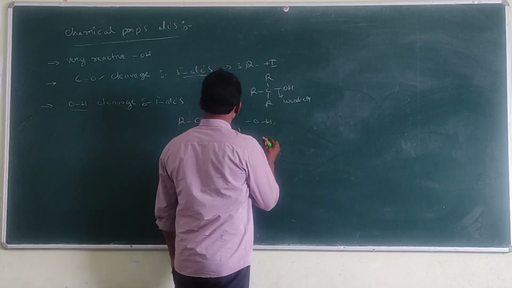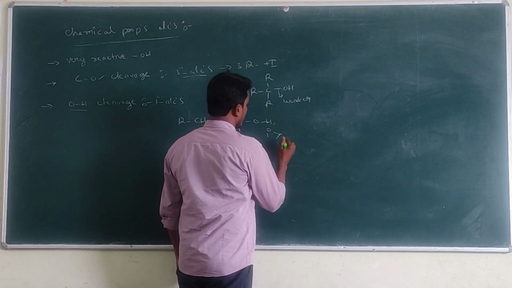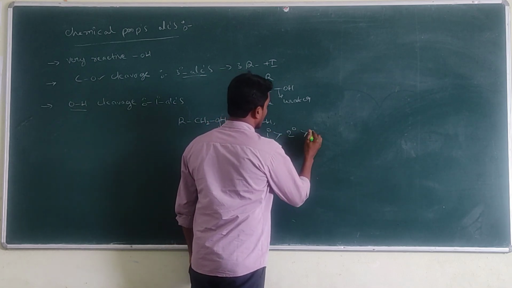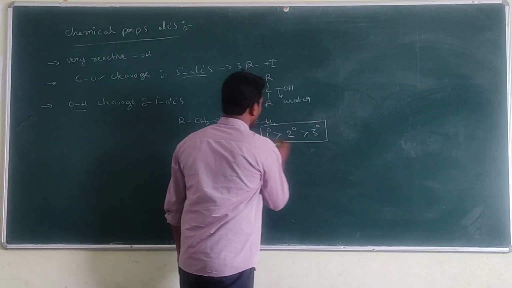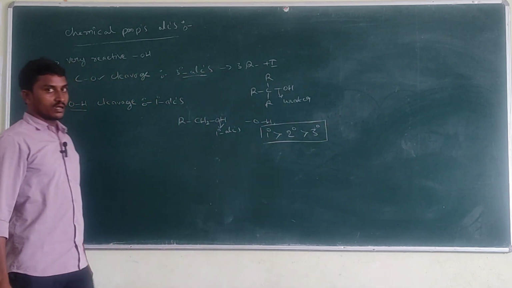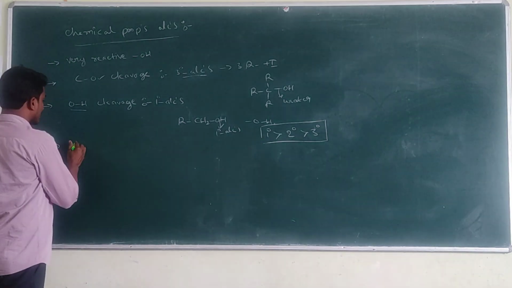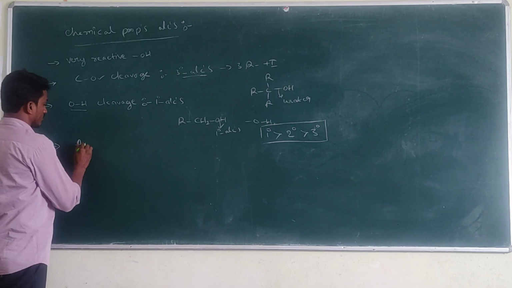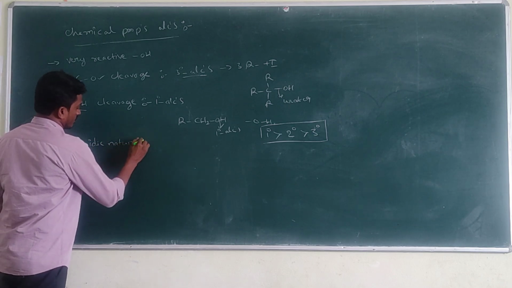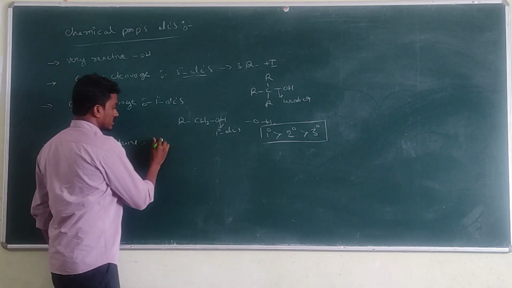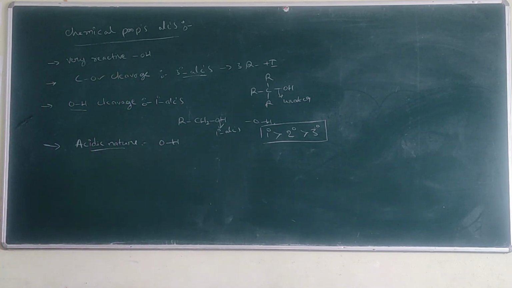So here the order of reactivity of alcohols by the cleavage of the oxygen-hydrogen bond is: primary more reactive than secondary, secondary more reactive than tertiary. So tertiary is the least reactive toward this cleavage. During the oxygen-hydrogen bond cleavage, alcohols can show acidic nature.